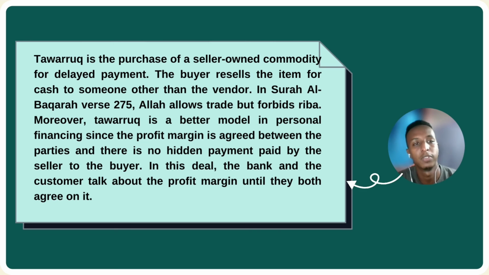For the discussion, the form of tawarruq is referred to as the purchase of products controlled and owned by the seller for late payment. It's where the buyers resell the goods for cash to another person other than the original seller. In Surah Al-Baqarah, verse 275, Allah clearly permits trade while prohibiting riba. However, tawarruq is a better model in personal financing, since it's claimed that tawarruq has no elements of riba because of the profit margin agreed by the parties, and there is no hidden payment charged by the seller to the purchaser.